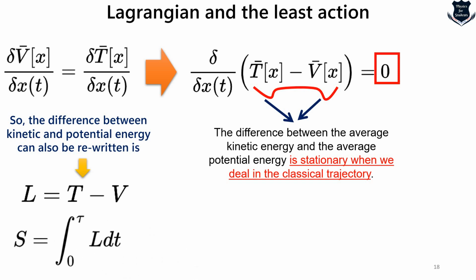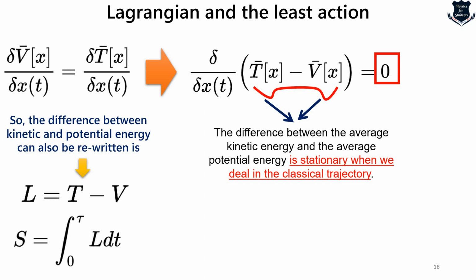This is the most important part of the video, and you can pause and look into it. So you see what I have done. From this main equation, I have rewritten this equation, and it tells that the difference between the average kinetic and the average potential is actually stationary when we deal with a classical trajectory.